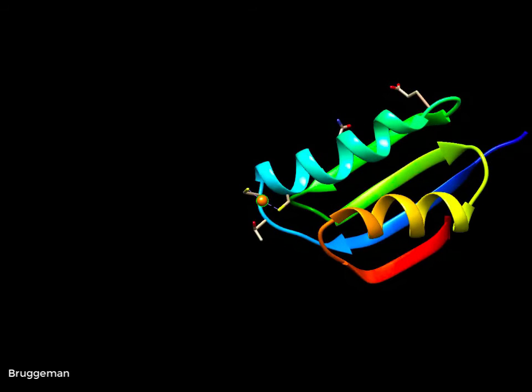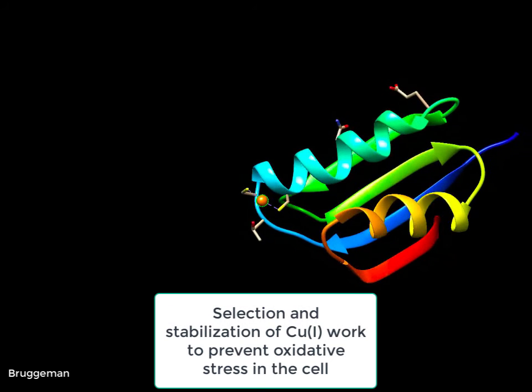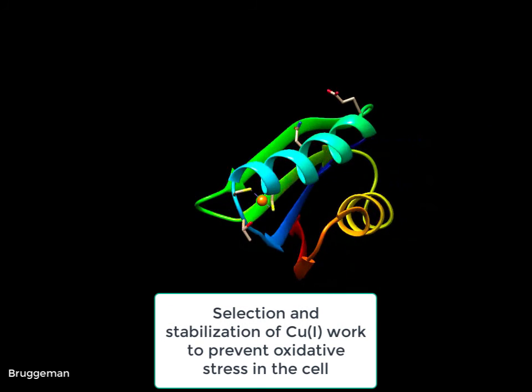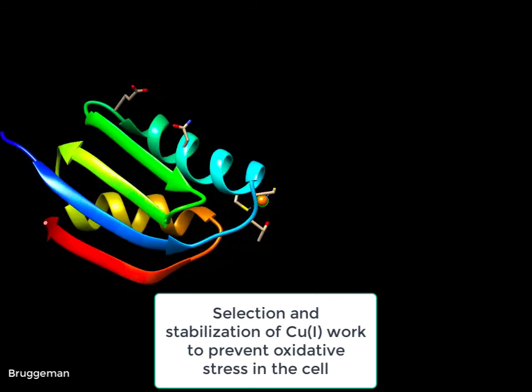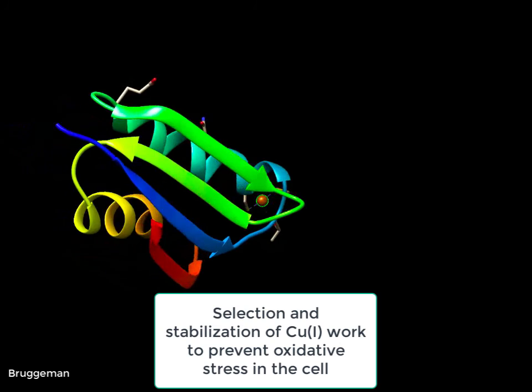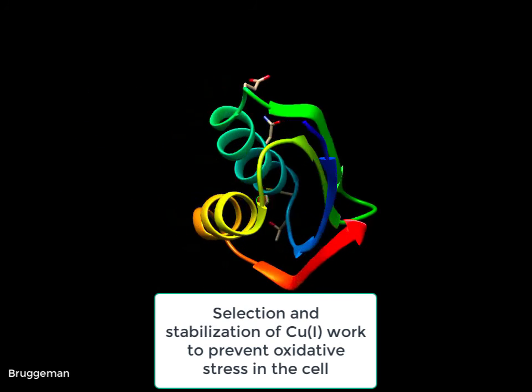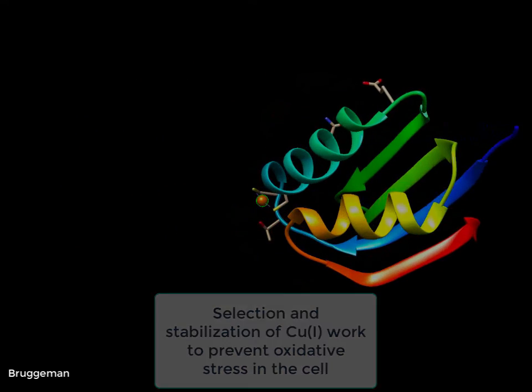If the copper chaperone is successful in its cellular role, the selection and stabilization of one oxidative state of copper, specifically the copper-1 oxidation state, will reduce instances of oxidative stress and maintain the health of the cell at very low energy costs.